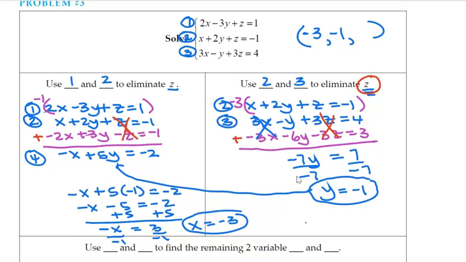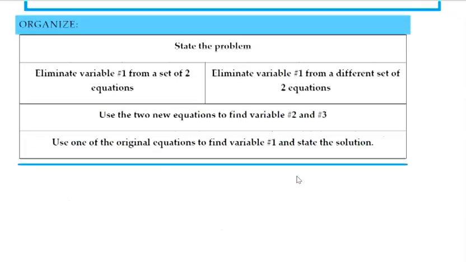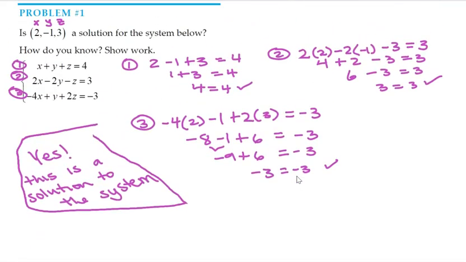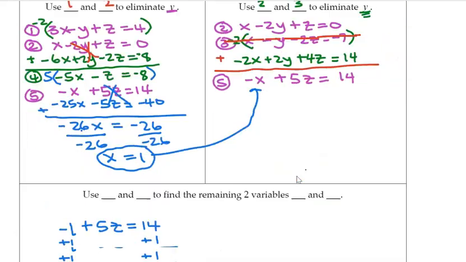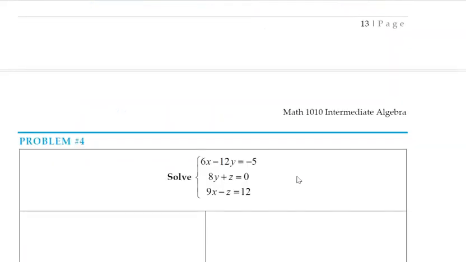Okay, and remember, you can always check these answers. This is x, this is y, this is z. And just like we did on that first one up here, where we substituted that in, if you get an answer, you can substitute it back into equations 1, 2, and 3 and make sure that it works out. If it doesn't, then maybe you made a little arithmetic mistake somewhere. So go back and check your work.